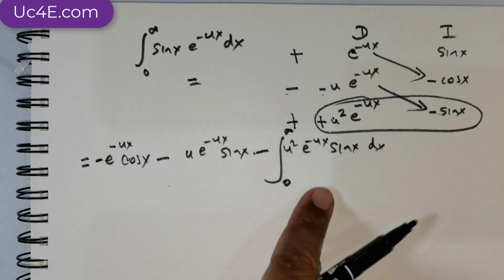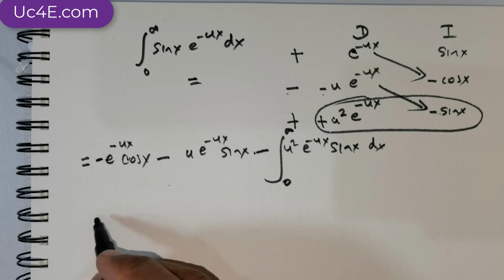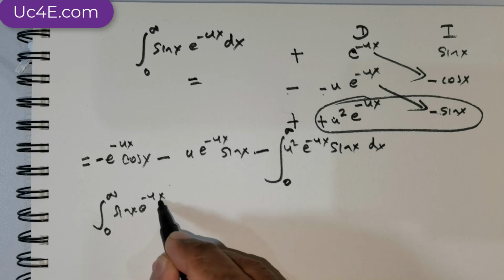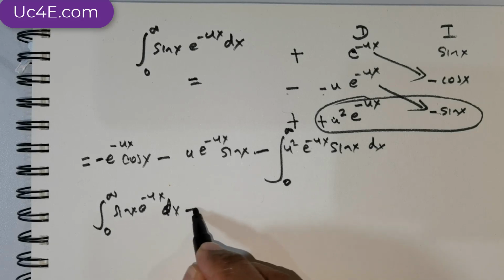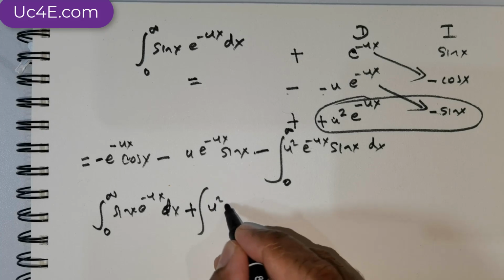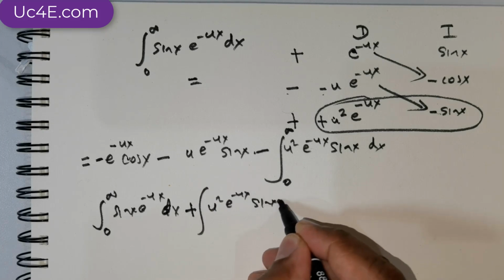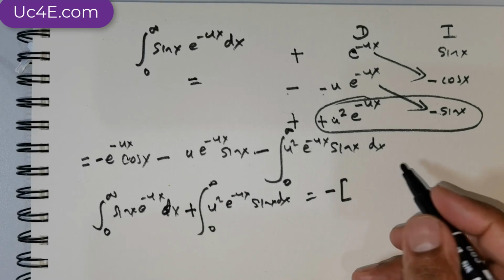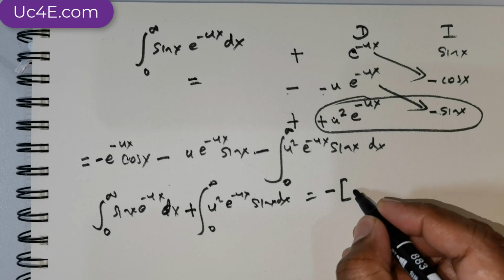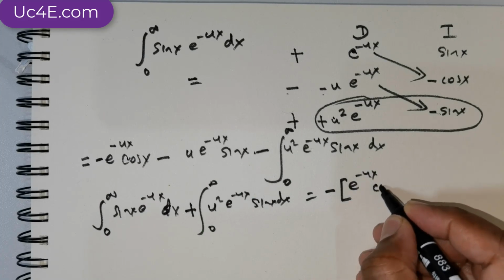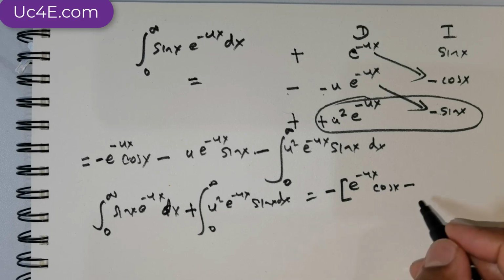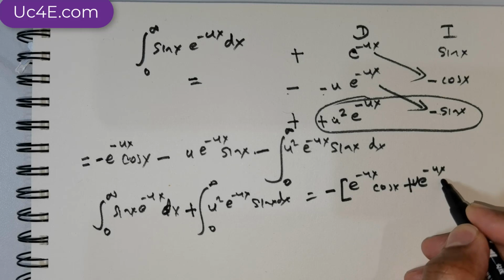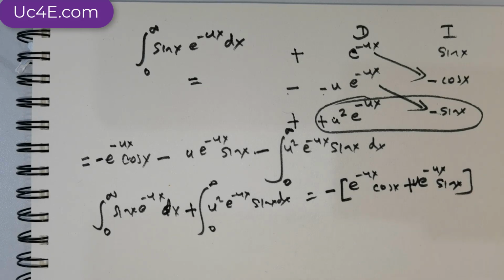Now on the left I've got this, so I need to move this to the left hand side. If I move this to the left hand side, I get integral 0 to infinity of sin x e raised to the power of negative ux times dx, plus u squared e raised to the power of negative ux times sin x times dx, limits 0 to infinity, is equal to negative of, in fact I could have taken e raised to the power of negative ux, anyway it's okay, e raised to the power of negative ux times cos x. If I take the negative out, this is going to be positive of e raised to the power of negative ux, there is a u there, so place the u, times sin x.